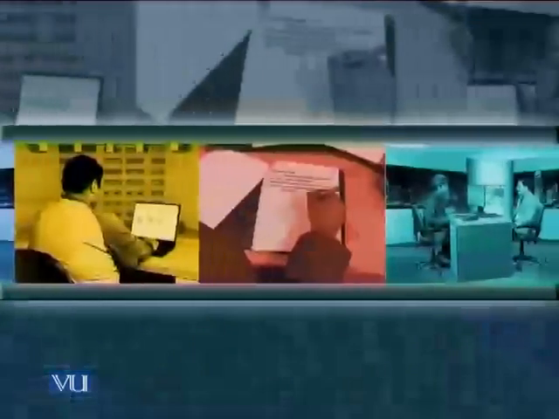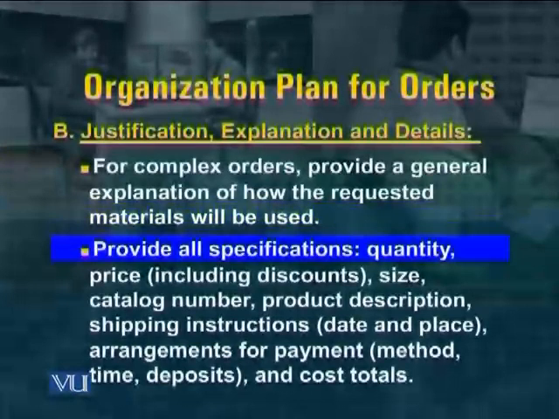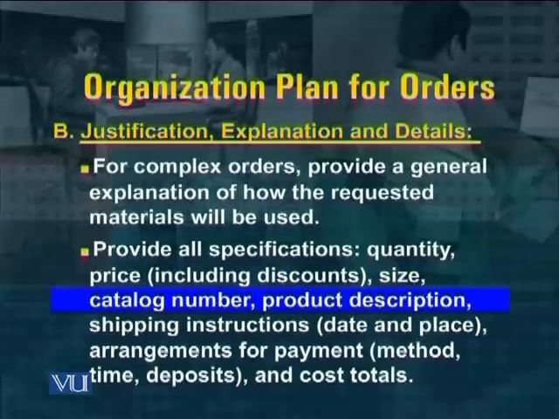So it's very important that in case of any complex order, you place the exact specification and include anything that can help the reader understand what you want to buy. Then provide all specifications: quantity, price, including discount, size, catalog number, product description, shipping instruction, date and place, arrangement for payment, method, time, deposit and cost, total, etc. So this is what the middle part is, as I just told you.